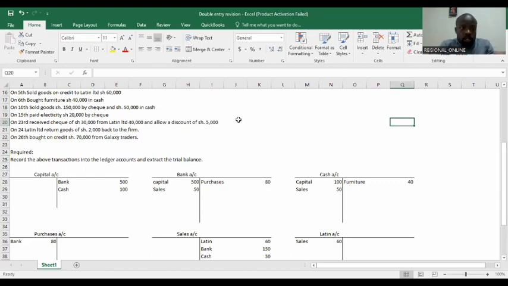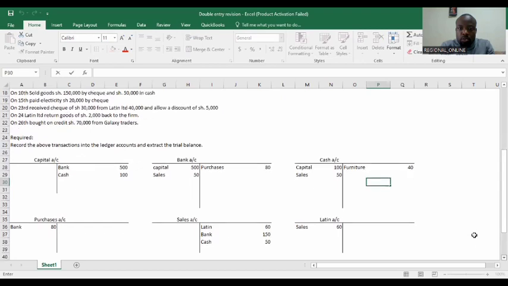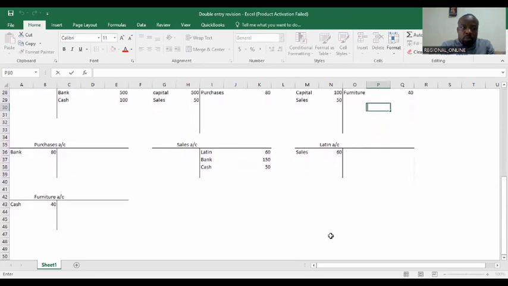Then on 15th, paid electricity by cheque. So cheque is my bank, so I don't need to open a bank account, but I don't have electricity. I have to open an electricity account down here.